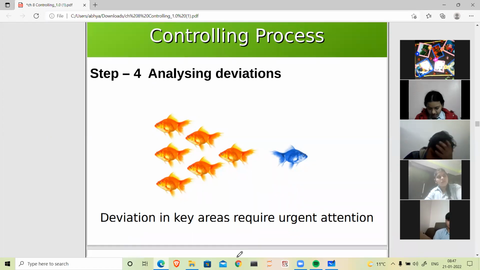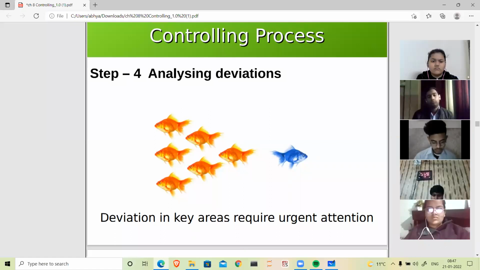If there is a positive deviation, then we will try to find out why this deviation occurs. Two reasons may be there, which I told you: either the efficiency of the employees or the underestimation of the standards. So the root cause behind that will be analyzed. Positive deviation, no doubt, is a good thing. It's not a bad thing.